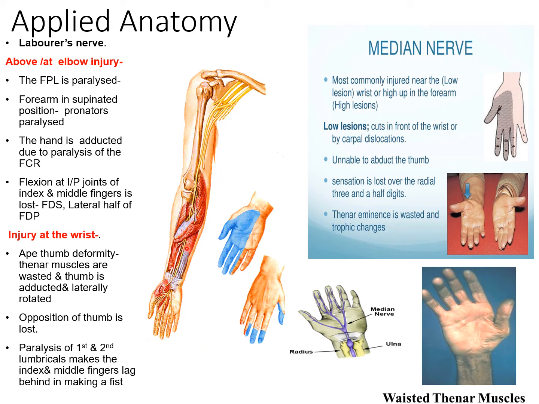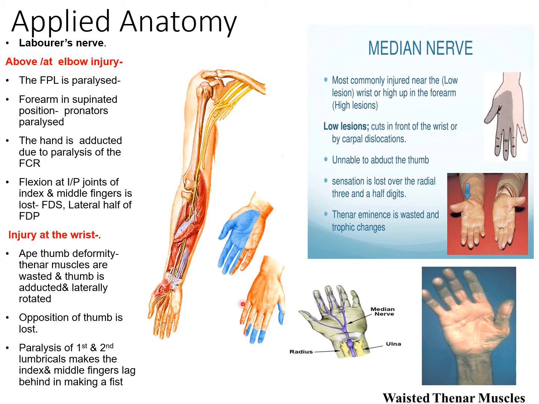Also, the forearm is kept in supine position due to paralysis of pronators. The hand is adducted due to paralysis of flexor carpi radialis, and also the flexion is weak at wrist. Flexion at interphalangeal joints of index and middle finger is lost, so the index and the middle finger tend to remain straight while making a fist. A thumb deformity is present due to paralysis of thenar muscles.